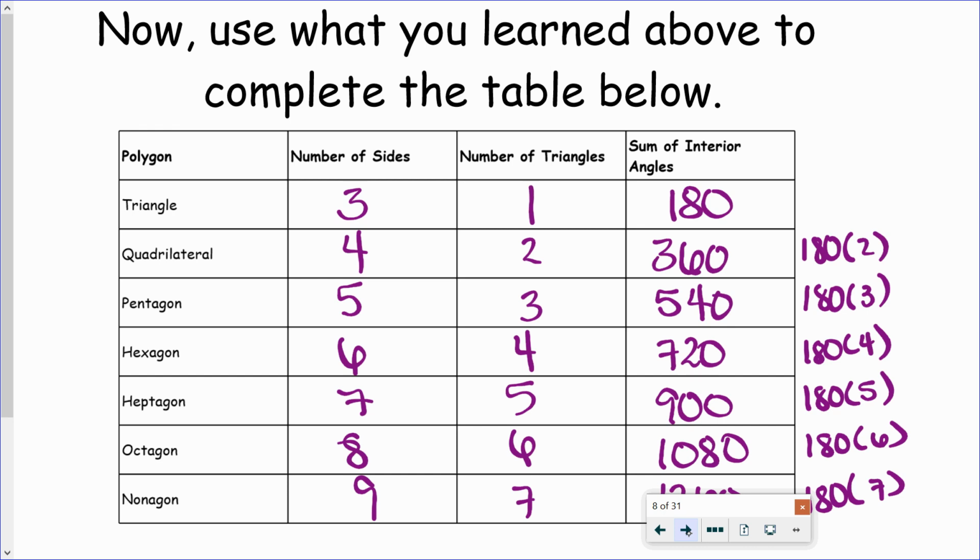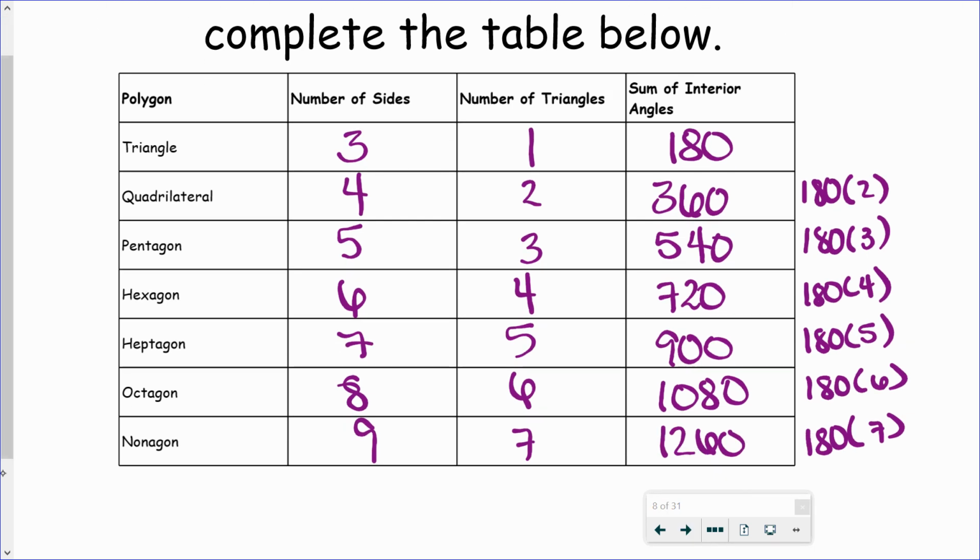As you went through and filled this in, hopefully you saw some kind of pattern happening here. The number of sides minus 2 was 1, and then you multiply by 180. The number of sides minus 2 was 2, times 180 is 360. The number of sides minus 2 is 3, times 180 is 540.